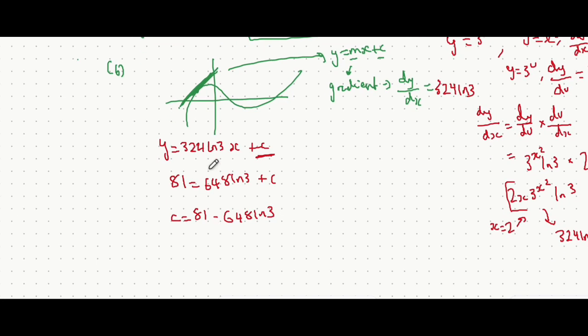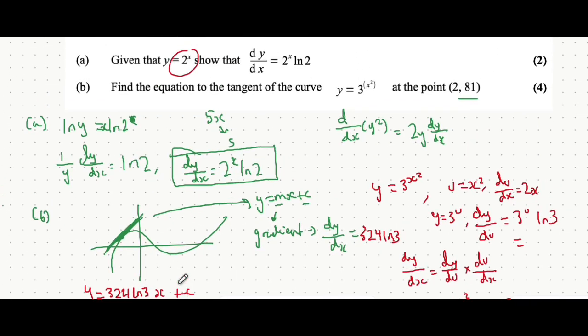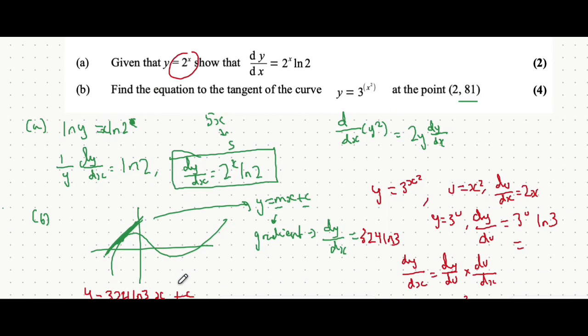After you get to that value, we can now replace c with that value. And we get the final answer of y equals 324 ln 3 times x plus, quite a messy answer, 81 minus 648 ln 3. If you wanted to put it into decimal format, you can, but this would get you all marks in this question. As you can see, this is quite a unique question and quite a difficult one, which is why I wanted to go through it.